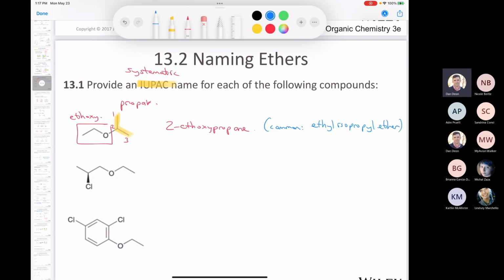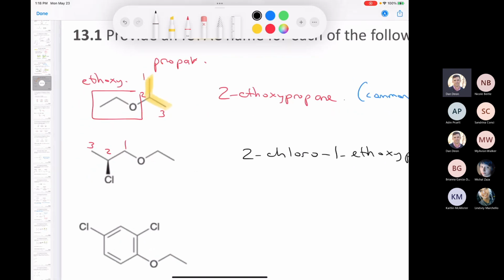The next one, the longest carbon chain, again, is another type of propane. So we have 1, 2, 3 carbons. But now we've got a 2-chloro and a 1-ethoxypropane. So chloro is going to come before ethoxy because C comes before E. So we'll just write here 2-chloro-1-ethoxypropane. And we have a stereocenter in here.